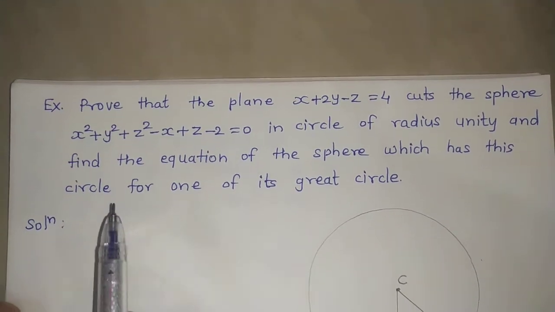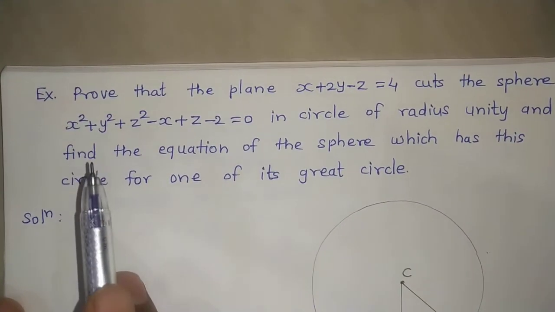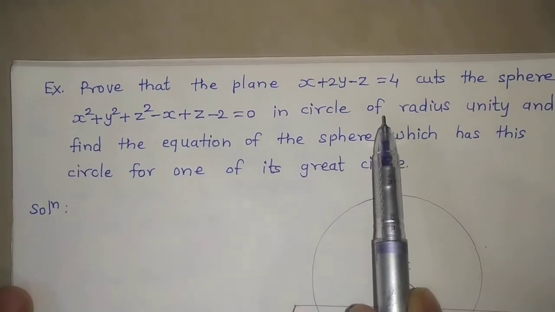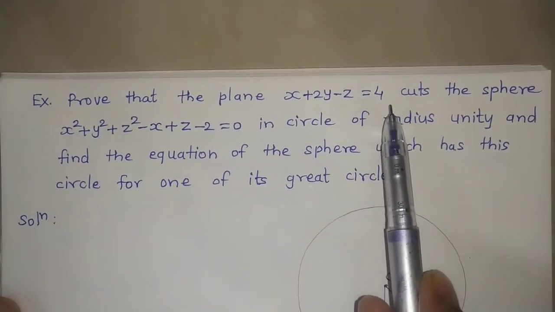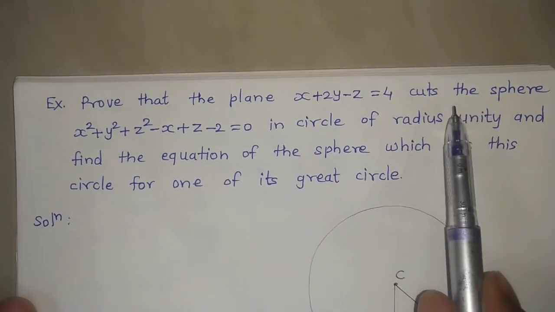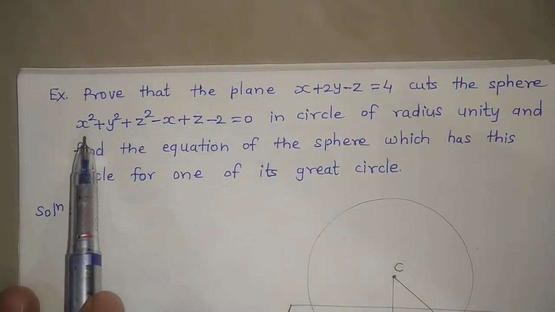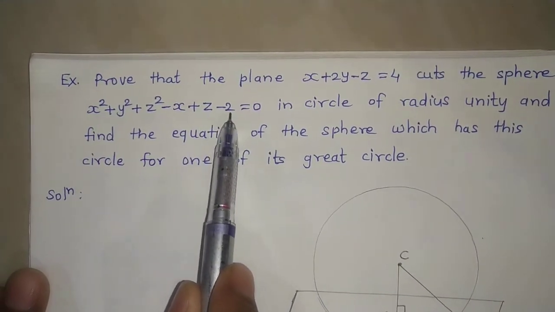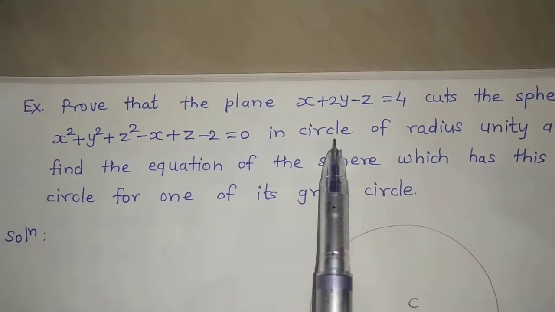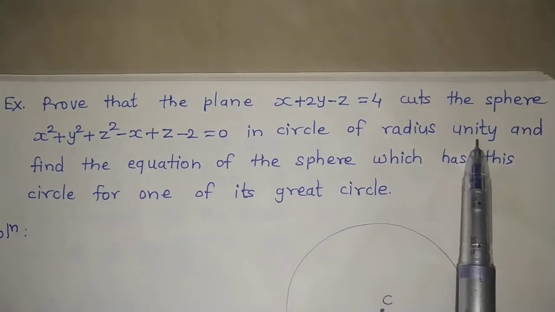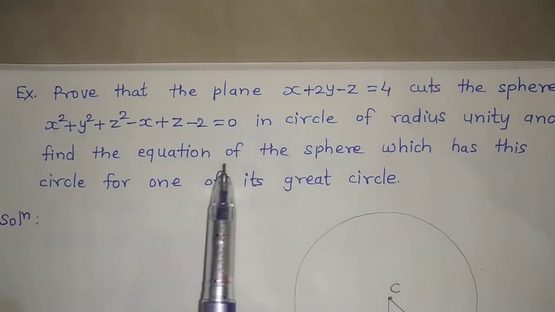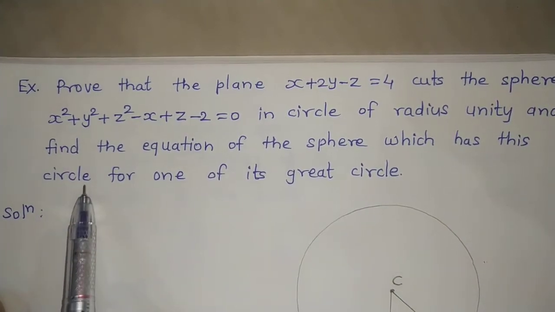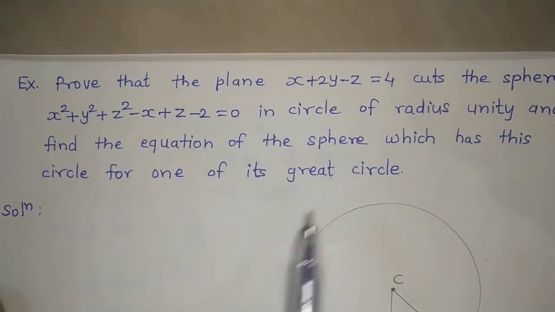Hello students, today we are going to discuss this example. Prove that the plane x + 2y - z = 4 cuts the sphere x² + y² + z² - x + z - 2 = 0 in a circle of radius unity, and find the equation of the sphere which has this circle for one of its great circles.